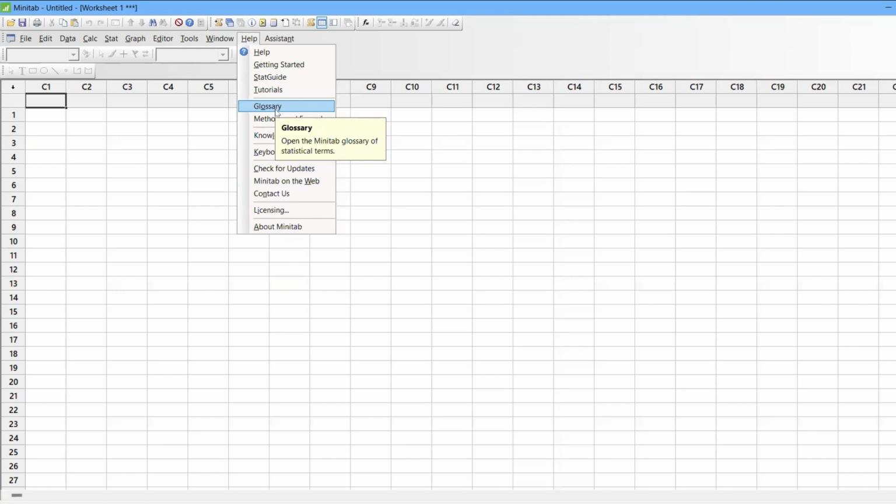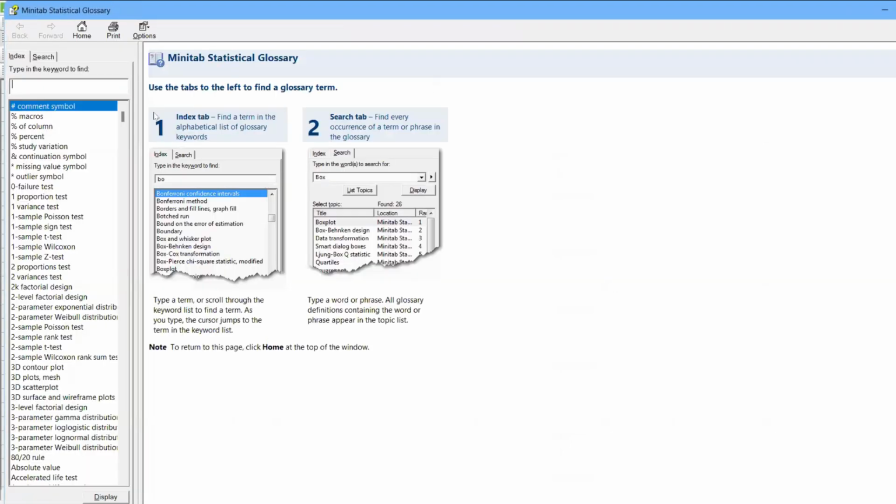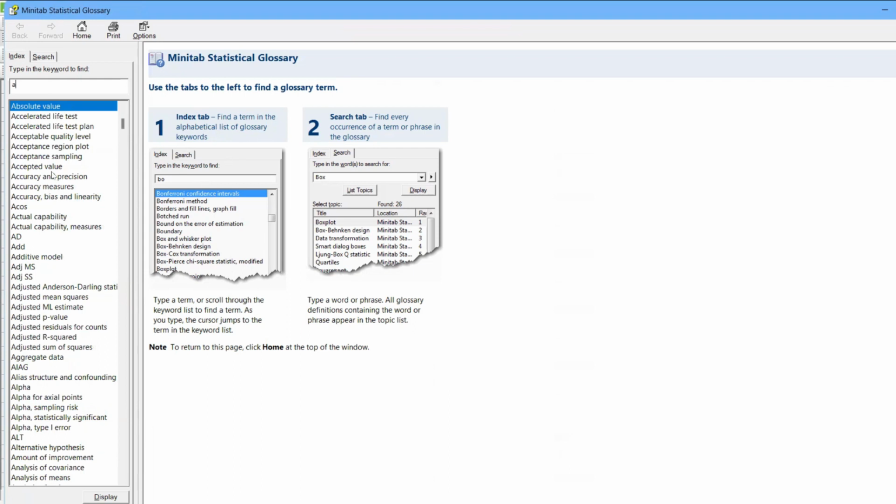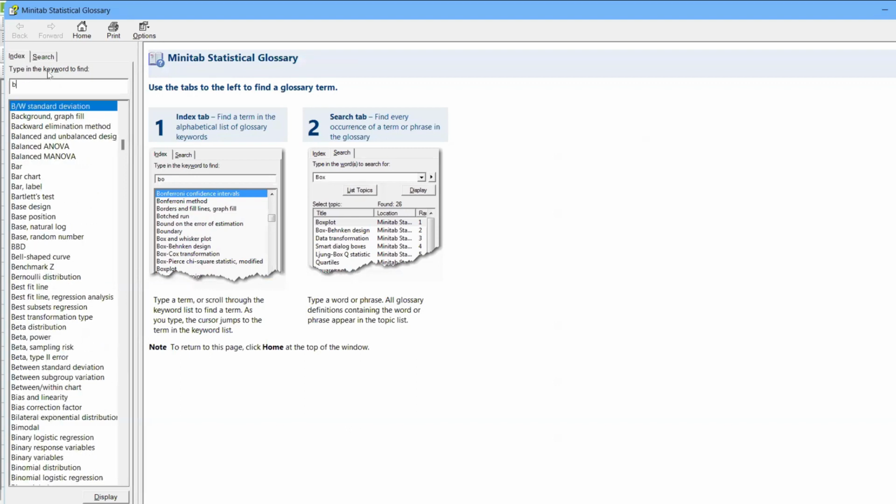Let's say I'm just going to the glossary. You will find there are two things. This is called Index. Index means you can find anything in alphabetical order. For example, if I put A, all the A-related terms will come, like accepted value, adjusted mean square, sum of squares, AIAG, alpha. Let's say you want B. B-related terms will come, for example, bar chart, balanced ANOVA, bell curve, bell-shaped. All that you will get to know.